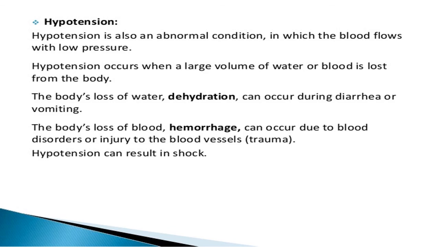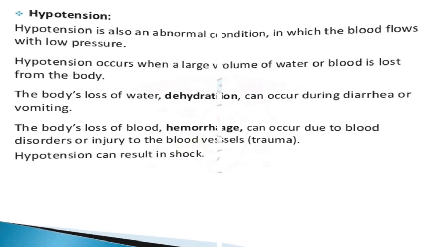Coming to hypotension, it is an abnormal condition in which the blood flows with a low pressure. Hypotension occurs when a large volume of water or blood is lost from the body. If the patient suffers dehydration or any such loss, the patient may develop hypotension. The body's loss of water, that is dehydration, can occur during diarrhea or vomiting. The body's loss of blood, that is hemorrhage, can occur due to blood disorders or injury to the blood vessels or any trauma. Hypotension can result in shock.